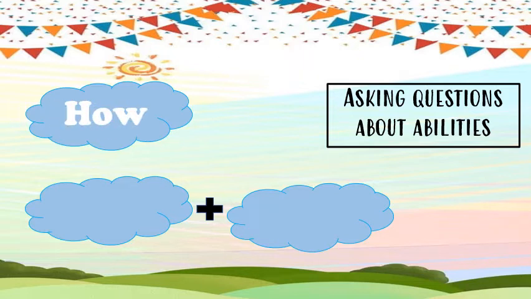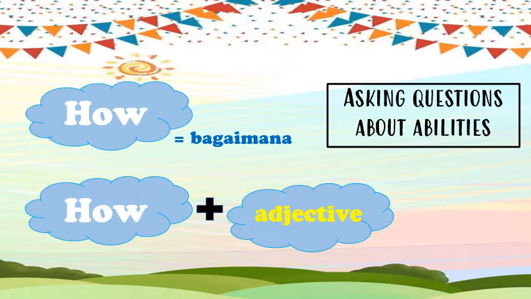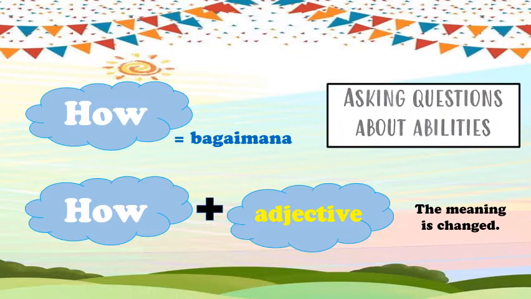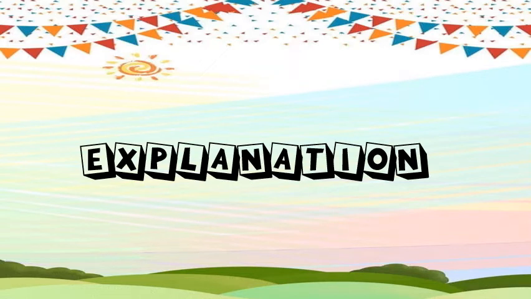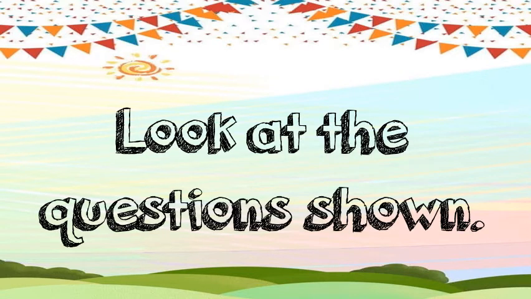The word how is defined as bagaimana. But when you combine the word how with an adjective, the meaning is changed. The combination of how and an adjective is used to ask questions about abilities. Look at the questions shown.